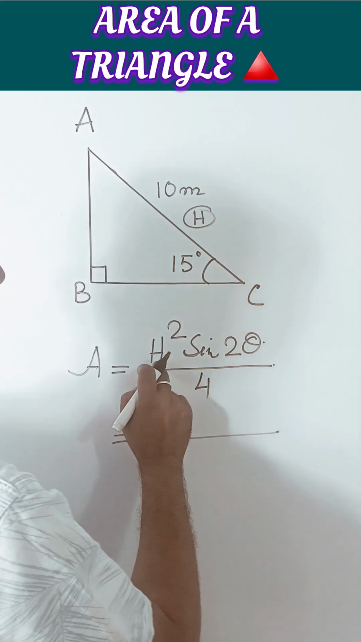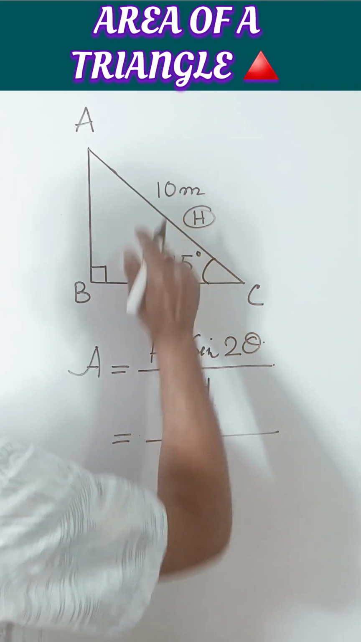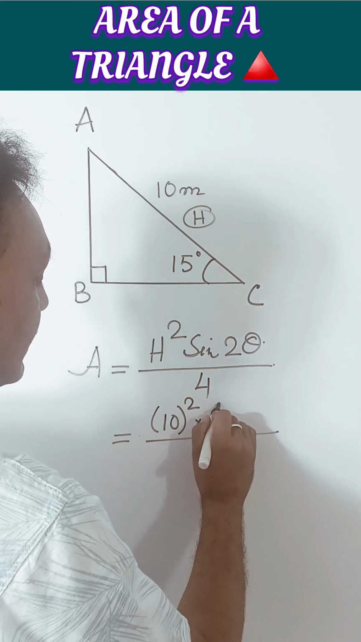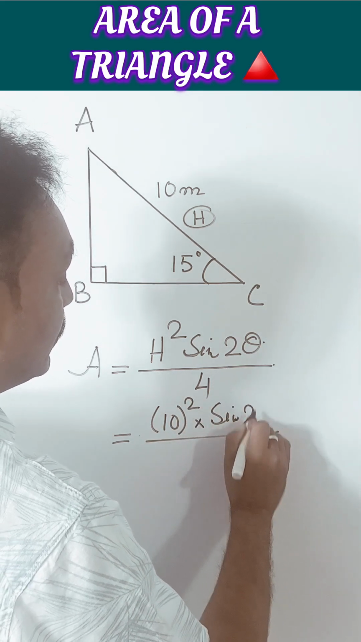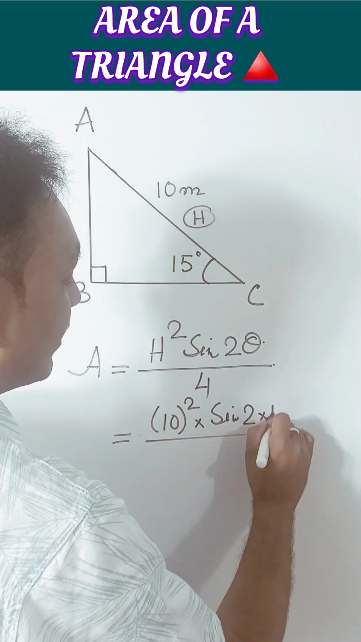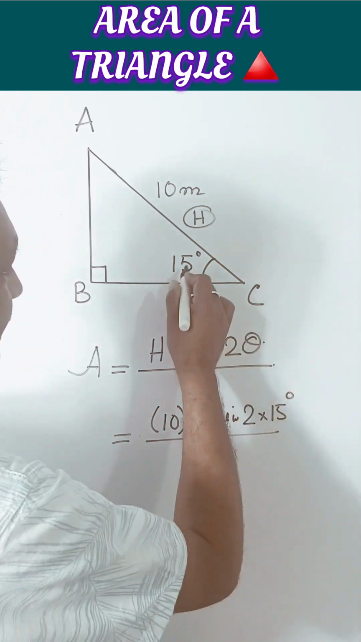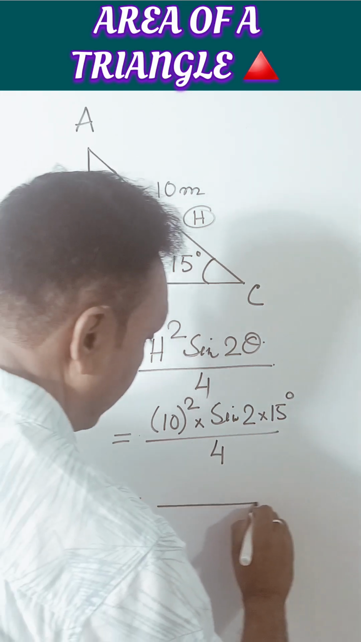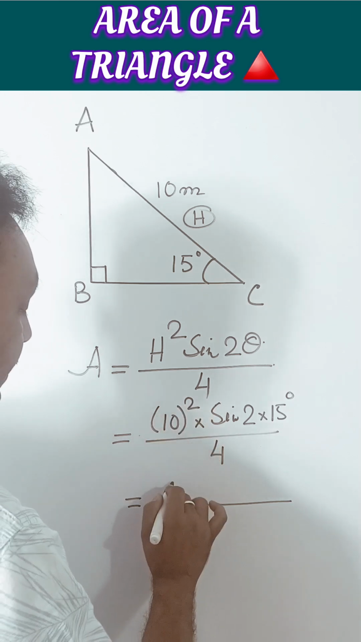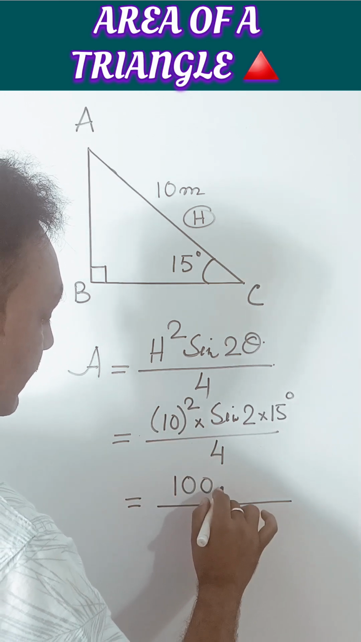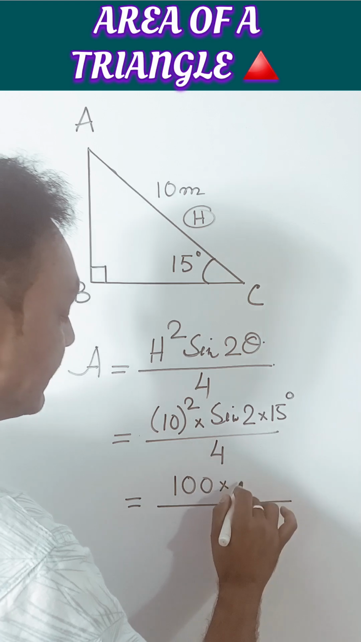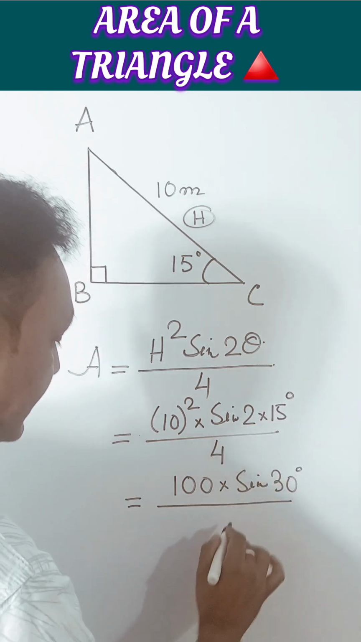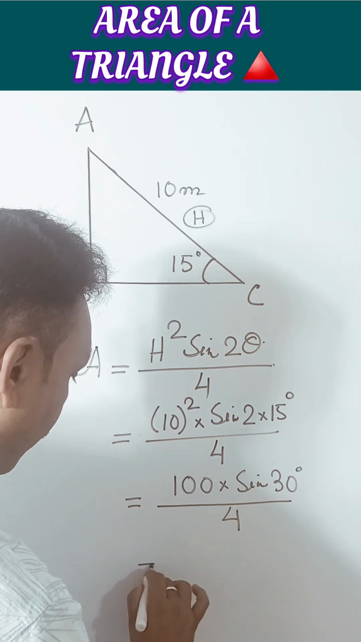Let's see. Here the hypotenuse is supplied to us, that is 10. So 10 square into sine 2 theta. Theta is here 15 degrees. So I write 15 degrees instead of theta, divided by 4. Now 10 square, that will give you 100, right? Now sine 2 into 15, that is sine 30 degrees, divided by 4.